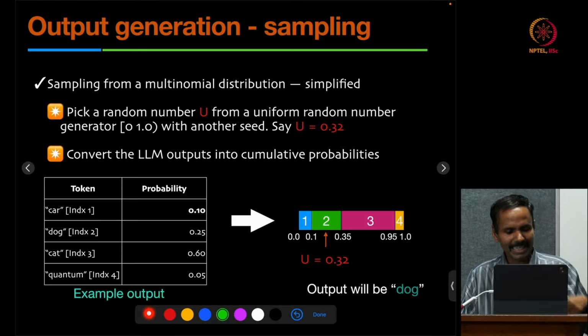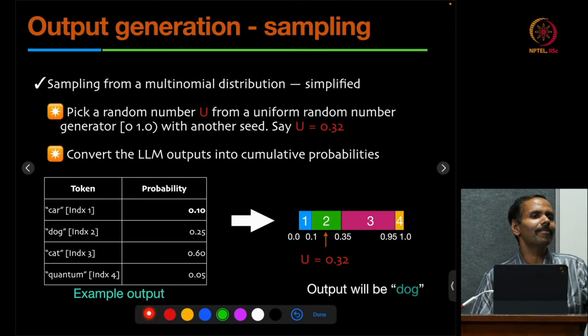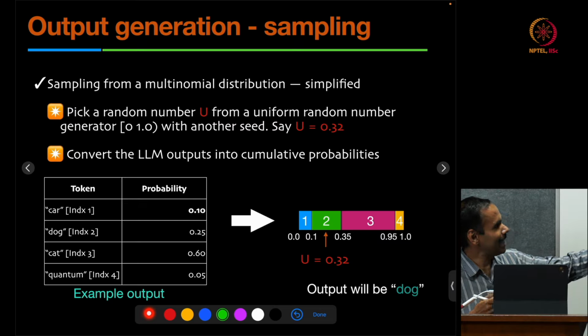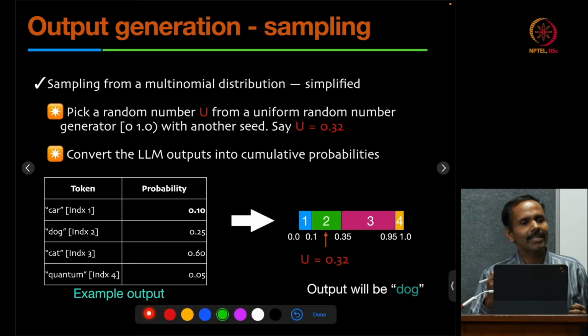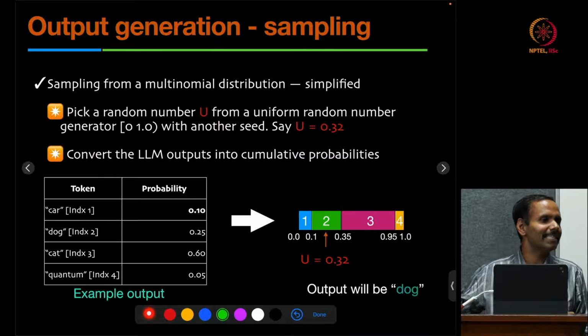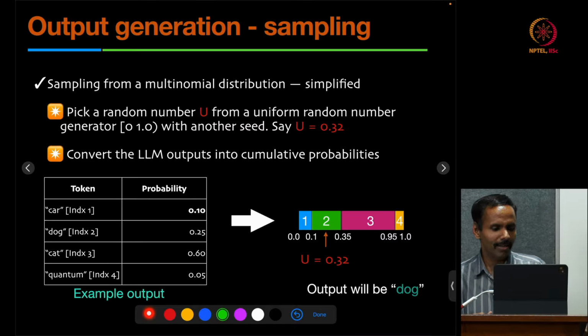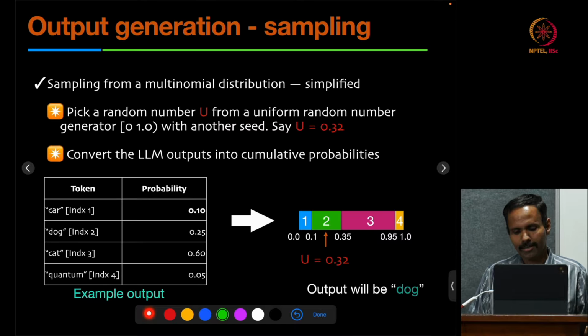So now you basically have, from the same output distribution itself, simply by generating a new random number, a different response. But what it also follows is, as you can see, 60% of the time, if you have a uniform generator, on average you get cat as the response. 25% of the time you get dog as the response, and the rest are lower in probability of being an output.